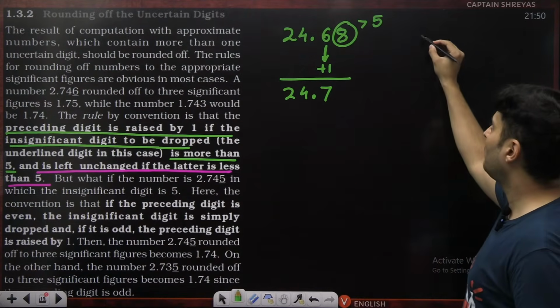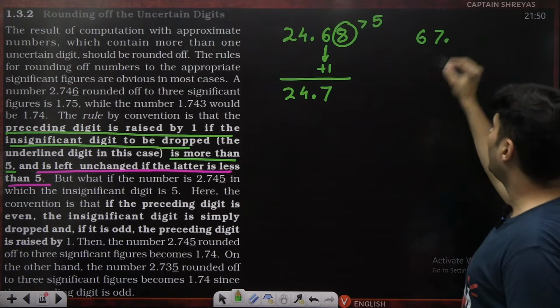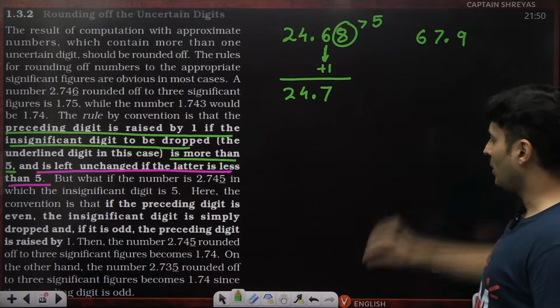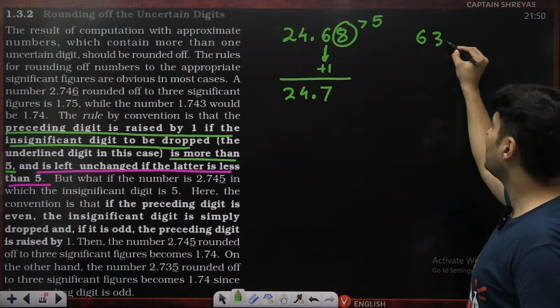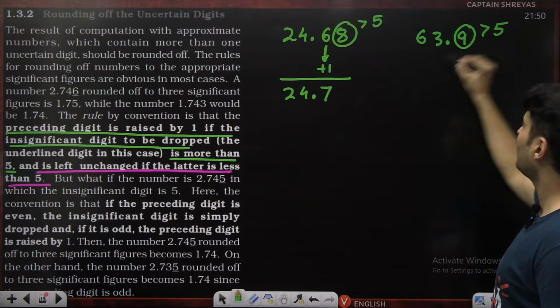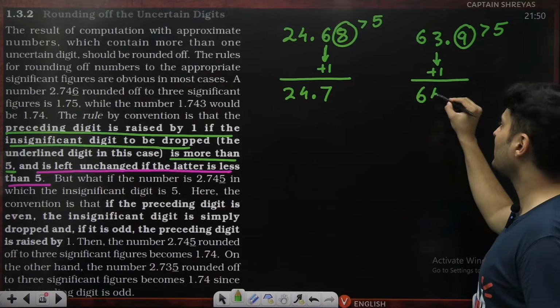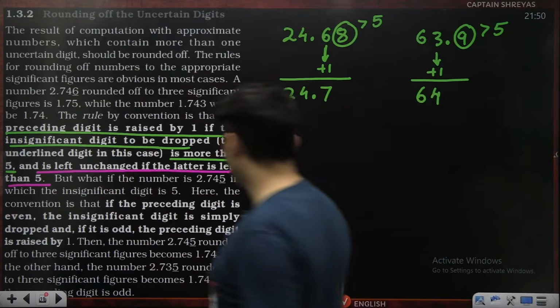Another example, let's say 63.9. This last digit is more than 5. So this one will be incremented by 1, and it will be basically 64. That's what this rule says.